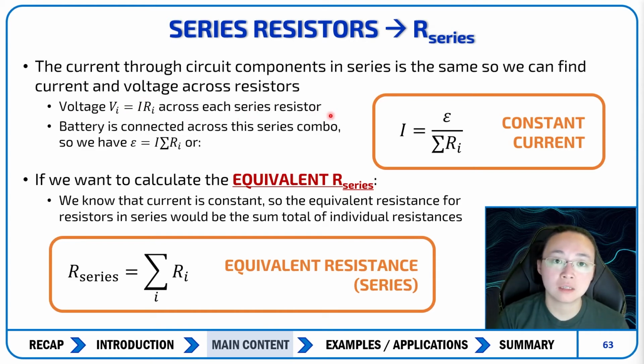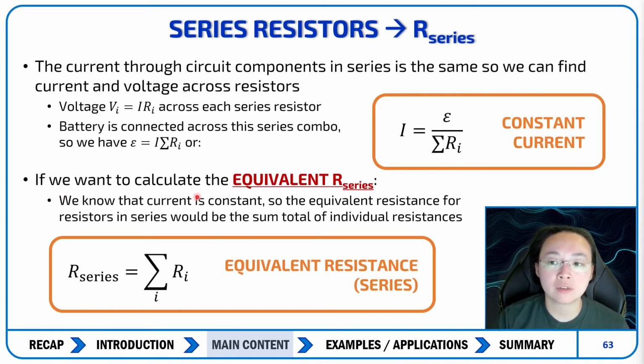So same as capacitors. If you're talking about capacitors in series, the current is going to remain the same. So here we use the same concept. Keeping I constant, you end up with I equals V over R. The battery is going to be connected across the series combination. So we have voltage, or epsilon, equal to I times the summation of R_i. Or you have I equals epsilon over the summation of resistance. So that is what has to remain constant.